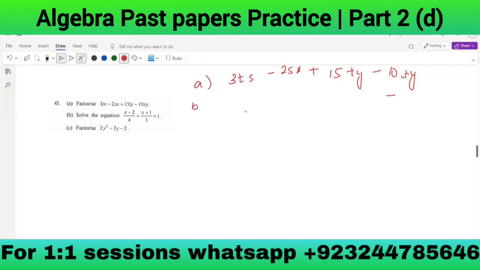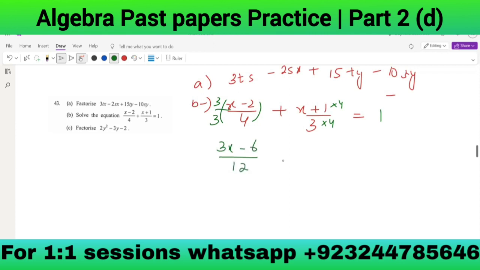Yes. We were on B part. x minus 2 by 4 plus x plus 1 by 3, which is equal to 1. So we have to multiply with 3, and here we need to multiply with 4. So it would be 3x minus 6 by 12 plus 4x plus 4 by 12, which is equal to 1.